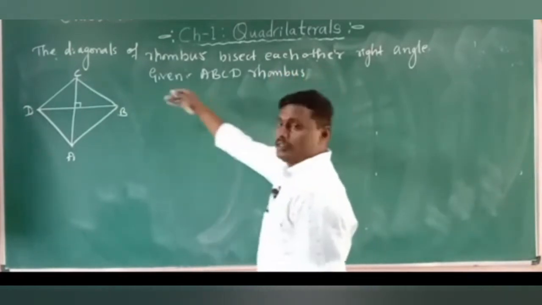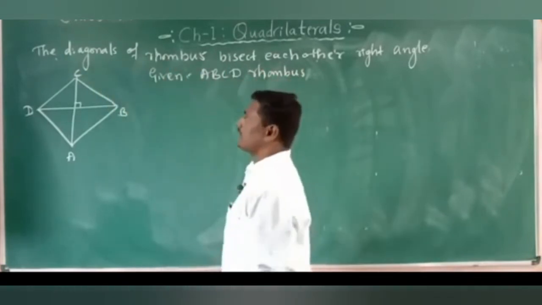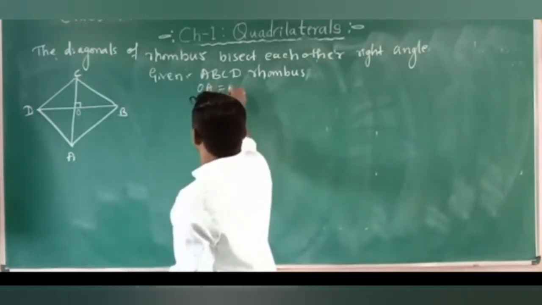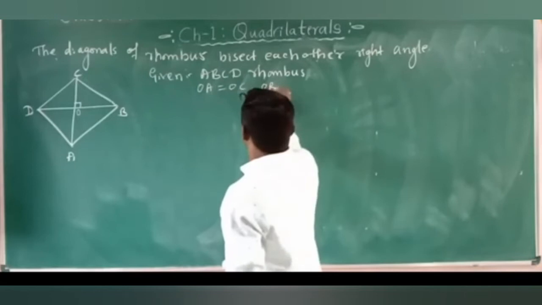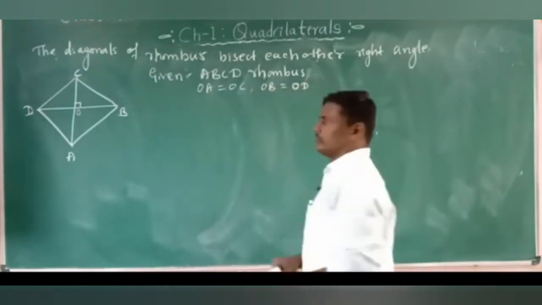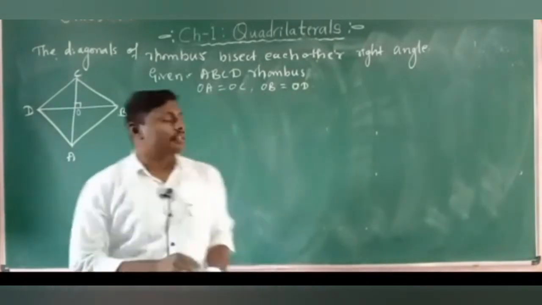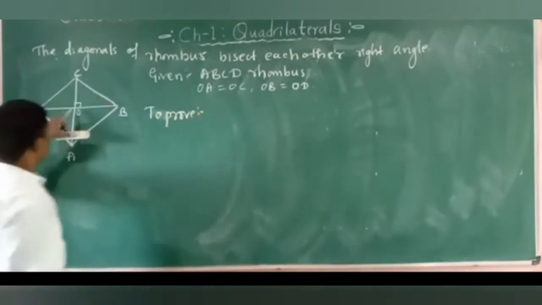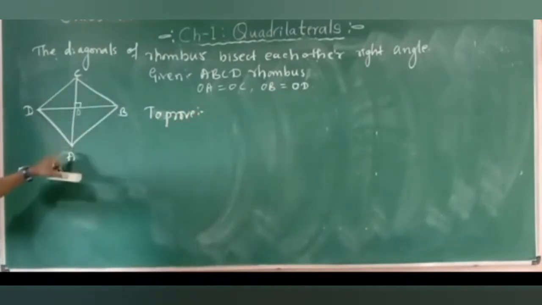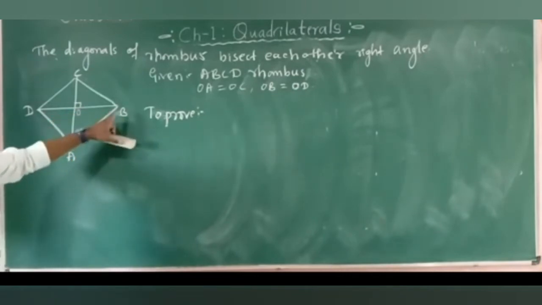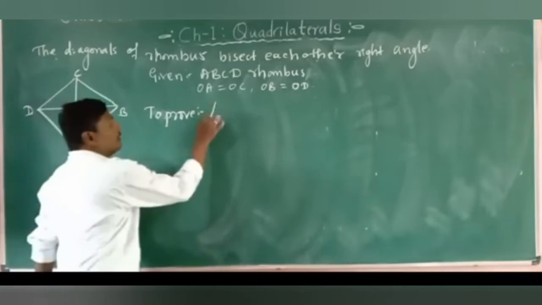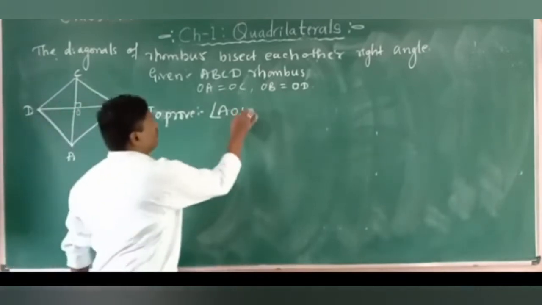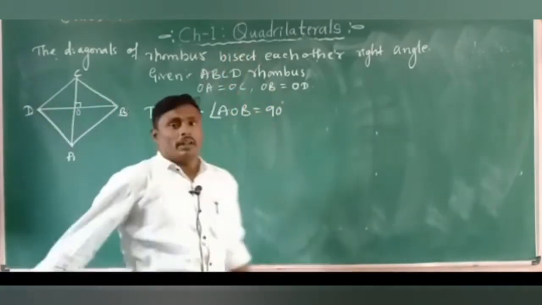Next, it is already given that the diagonals are bisected. Diagonals are bisected means OA is equal to OC and OB is equal to OD. Right? Next, what do you have to prove here? You can take any one angle, either angle AOB is equal to 90 degrees or angle BOC is equal to 90 degrees. You need to prove that any one angle formed at the point of intersection is 90 degrees. So angle AOB is equal to 90 degrees.